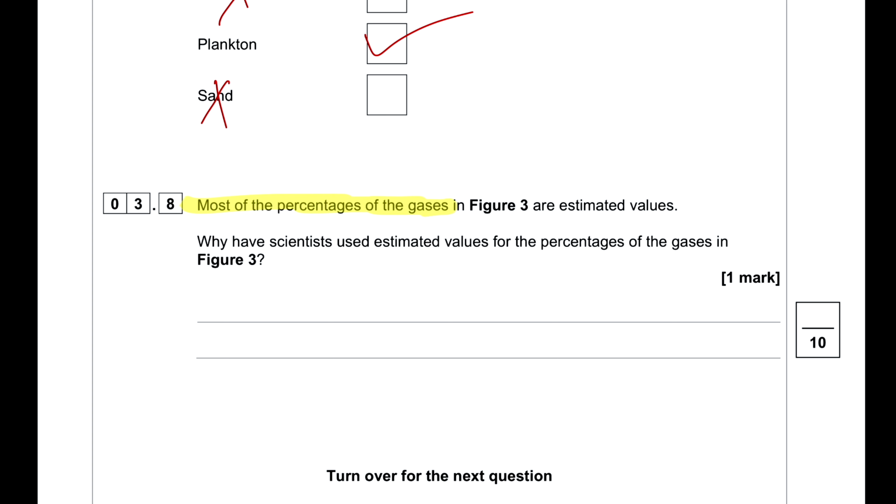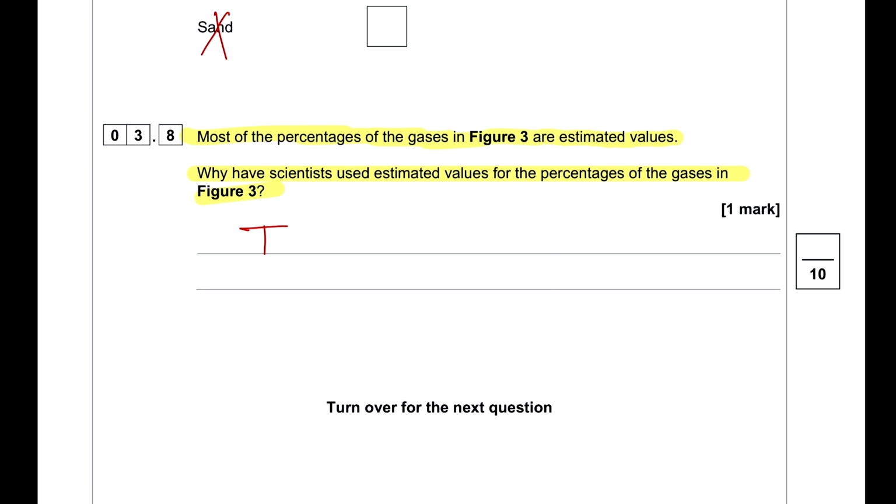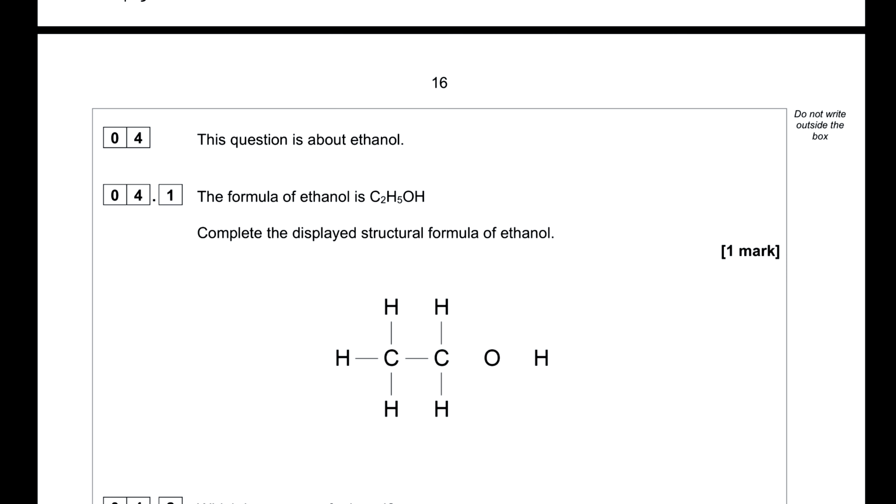Most of the percentages of the gases in figure 3 are estimated values. Why do scientists use estimated values for the percentage of gases in figure 3? Because 1500 million years ago, or 2000 million years ago, there is very little evidence for that time scale. This question is about ethanol.